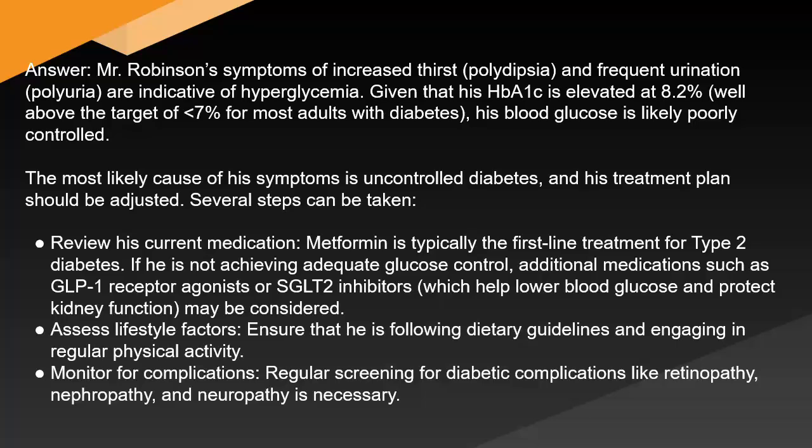Review his current medication. Metformin is typically the first-line treatment for type 2 diabetes. If he is not achieving adequate glucose control, additional medications such as GLP-1 receptor agonists or SGLT2 inhibitors, which help lower blood glucose and protect kidney function, may be considered. Assess lifestyle factors. Ensure that he is following dietary guidelines and engaging in regular physical activity. Monitor for complications. Regular screening for diabetic complications like retinopathy, nephropathy, and neuropathy is necessary.